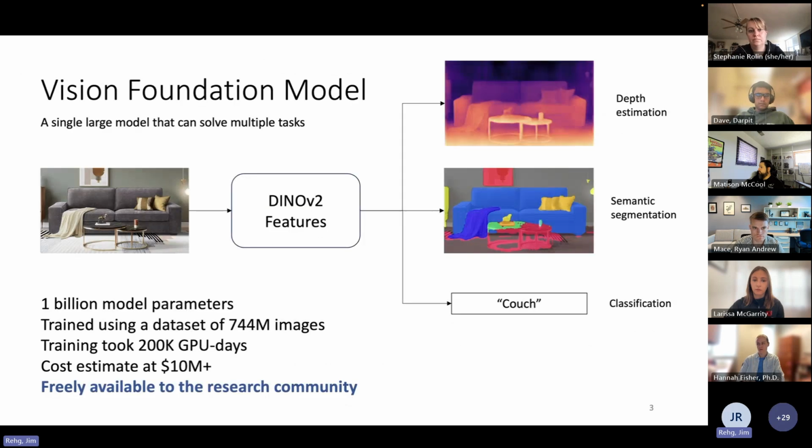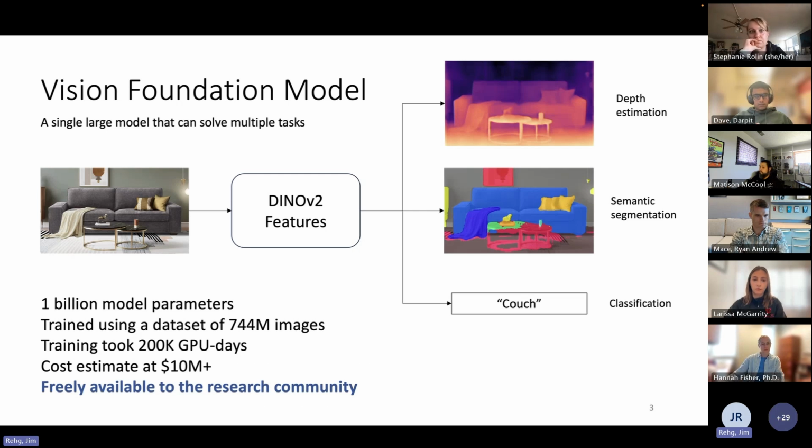Just to put a little bit more structure on that, this is a model with 1 billion parameters, which is not the largest model by a long shot that you can find today, but still a very large model. It was trained on a very large amount of images, as you can see here. And the cost of training was extremely high, so something that is out of reach for most academic research groups and many companies as well. And the good thing about it is that it's freely available to the community. Meta trained this model and then essentially gave it away, allowing others to take advantage of it.